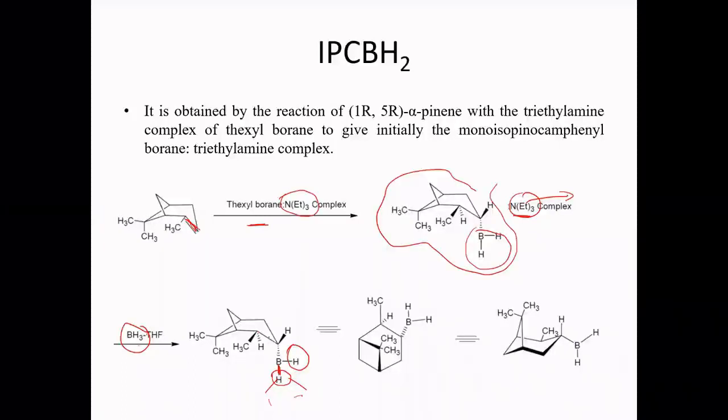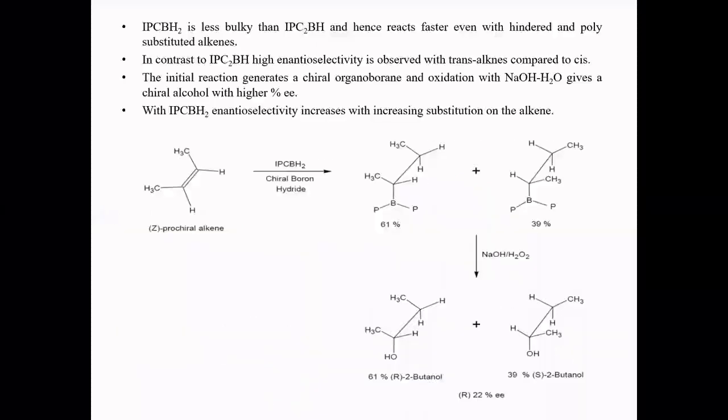My question is, what is the difference between this and the Midland reagent, 9 BBN, the cyclooctadiene reagent? All these reagents are nearly the same, but the selectivity of each is different. Now in this reaction, you can see we have started with the reduction of Z cis alkenes. I'm getting 61% of R butanol and 39% of S butanol. So how much enantiomeric excess am I getting? 22% enantiomeric excess, that is of R.